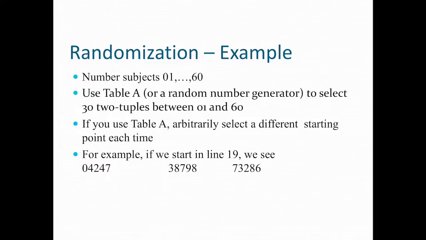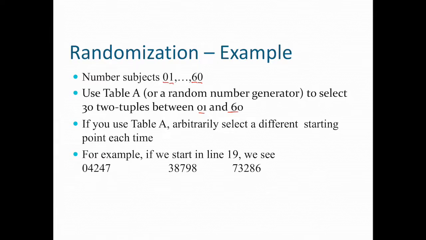So if we have these 60 individuals, we want to randomly put them in different groups, right? So we have 2-tuplets here between 01 and 60. Remember, we're looking at our largest value and how many significant figures it has. We have 60, so it's 2 significant figures. So we want to make sure our first one has 2 significant figures too, so it'd be 01 to 60. And we're looking for 2-tuplets, right? A tuplet, remember, being an ordered list of anything. So we're looking for 2 of them between 01 and 60. We're going to use our Table A, and we can arbitrarily select a different starting point each time we want to.